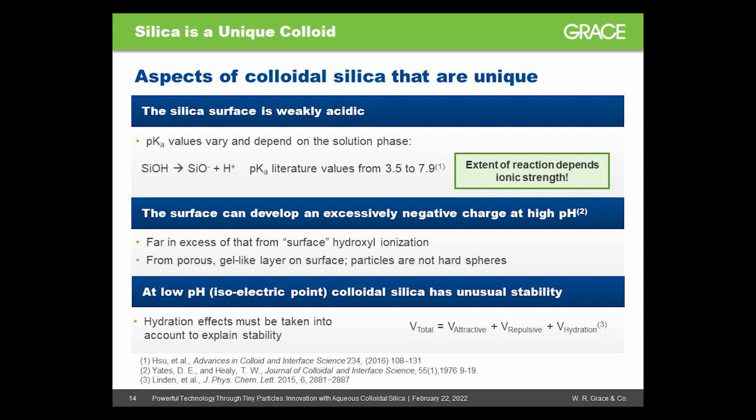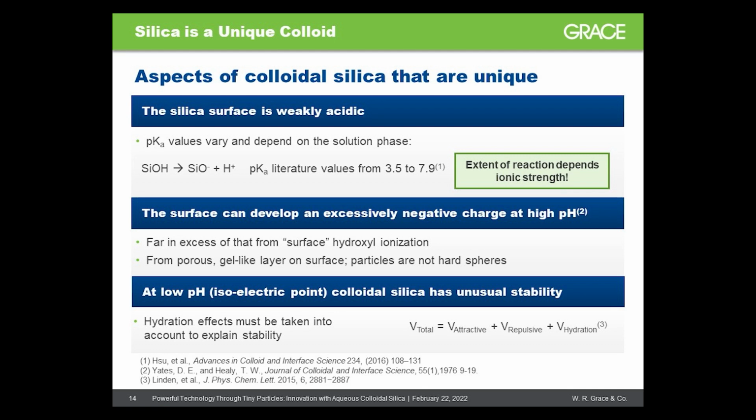Another deviation from the simple electrostatic model is that at high pH, the particles can develop a negative charge that is far in excess of that predicted by the surface ionization reaction. This behavior is rationalized by using a model that the outermost nanometer of the silica surface consists of a somewhat porous, gel-like layer. Thus, the particles in the sol are not hard spheres, but they have a soft outer surface.